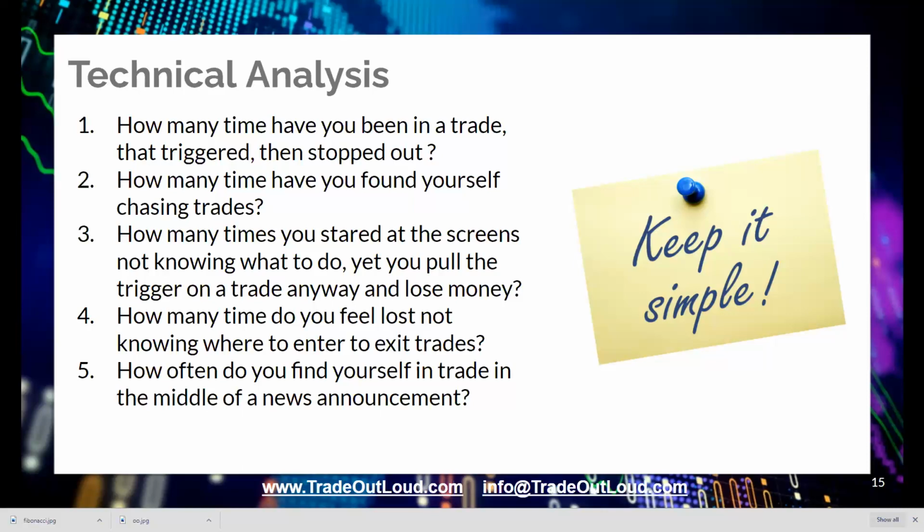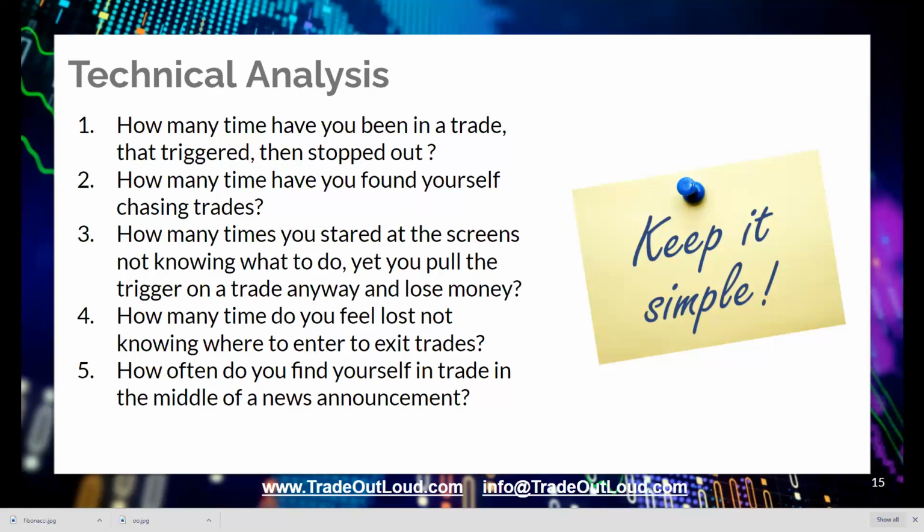So how many times have you stared at the screen not knowing what to do, yet you pull the trigger anyway on a trade and just lose money just because you're bored? That is not an excuse. You don't need to trade every single day. You just need to trade a recognizable pattern. If you have a pattern, you have to trade. It's very simple. You're going to make money.